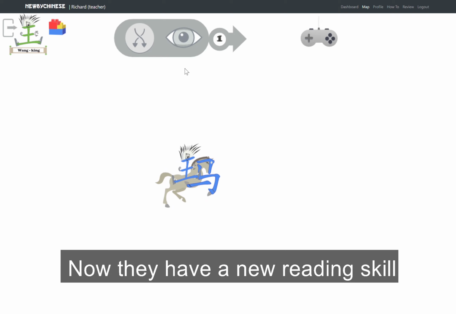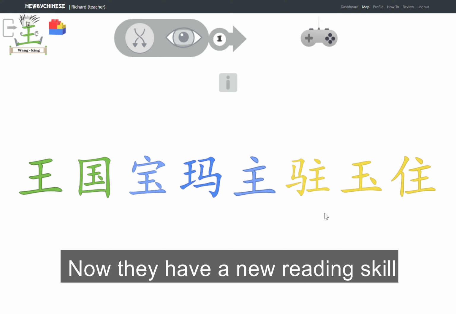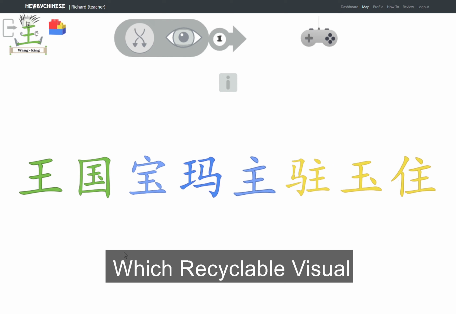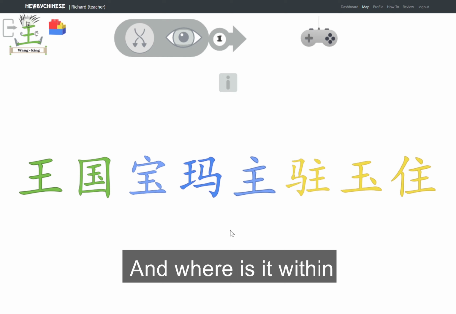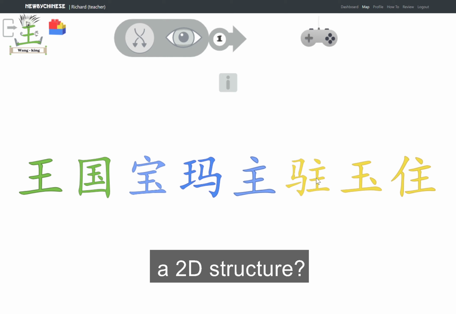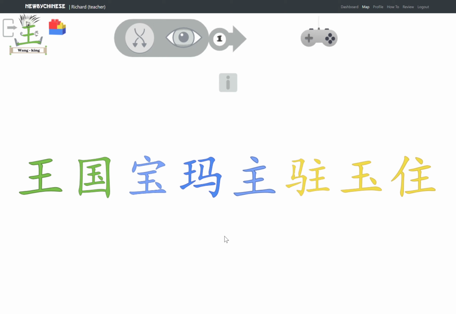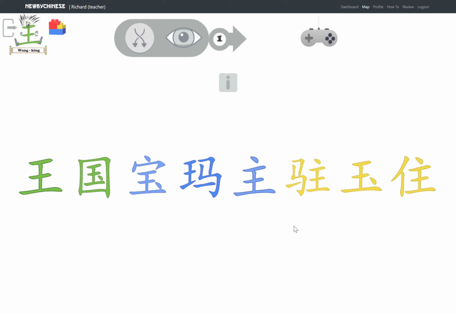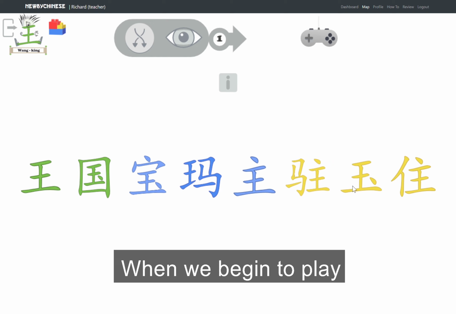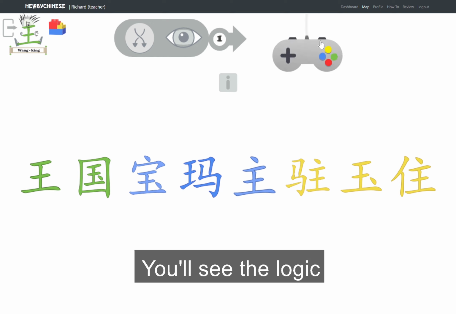Maria. So now by contrasting these two and looking at this entire lineup, they get the sense that recyclable visual building blocks have value, and it's important to remember exactly which ones it was. Was it owner or was it king? And it's important to remember their position, their geographic position within this 2D structure. Was it on the left or was it on the right? So now when we begin to play the multiplayer games, you're going to see the reasoning behind it.